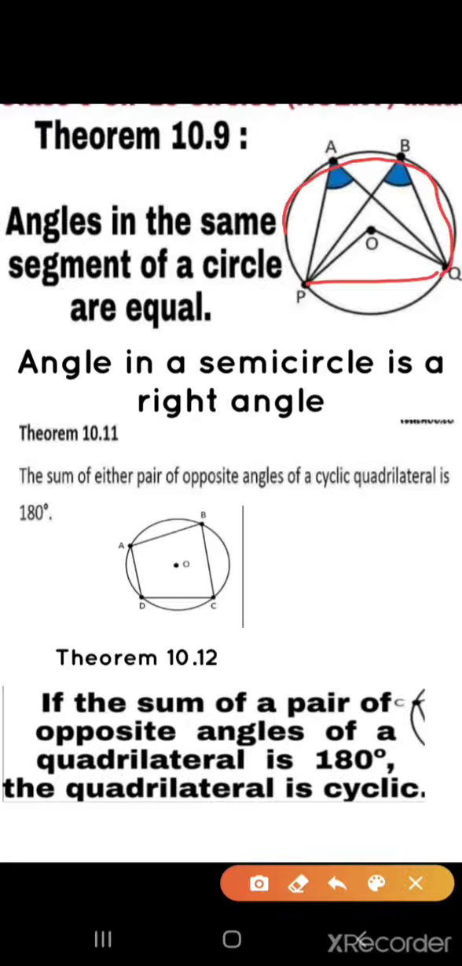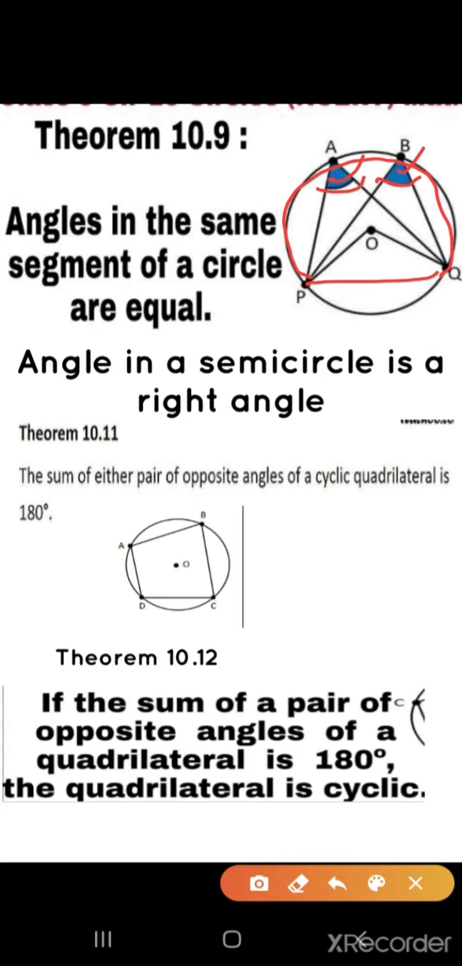look here, this is a segment. In that, how many angles can we form? We can draw all these angles, this is one angle, this is another angle. These are all angles in the same segment of a circle, and they are equal in measure. So this angle measurement also is equal.